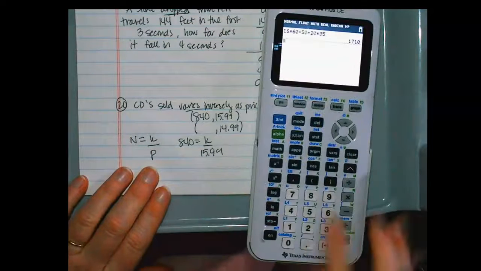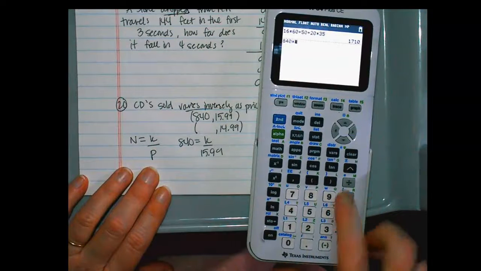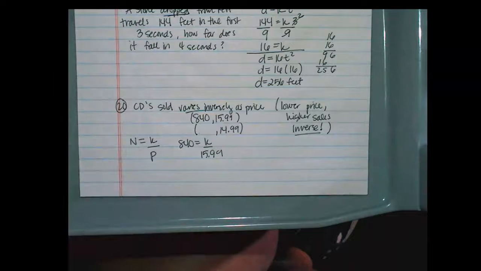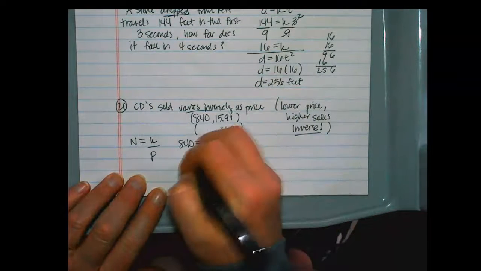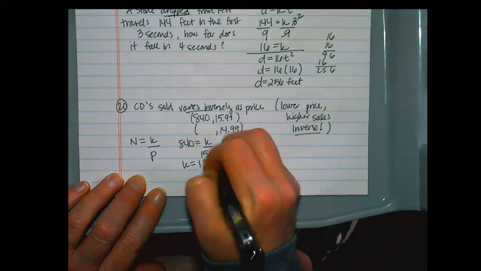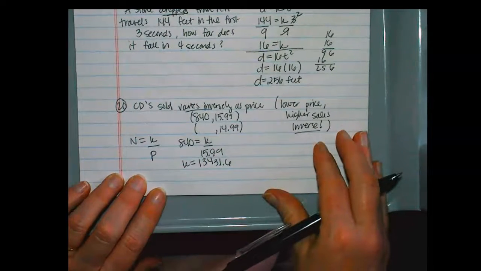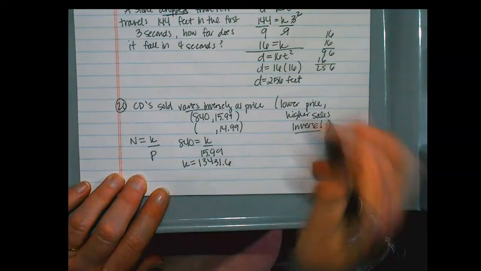And we'll say 840 times 15.99. We're going to have a constant of variation of 13431.6. So what happens when the price goes down to $14.99?